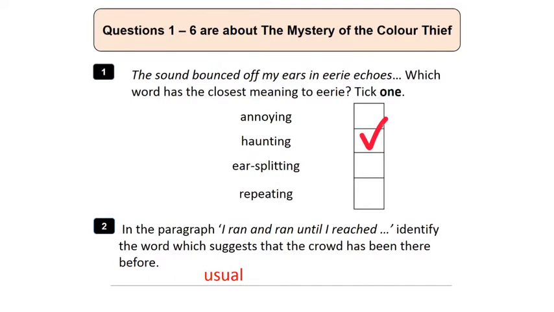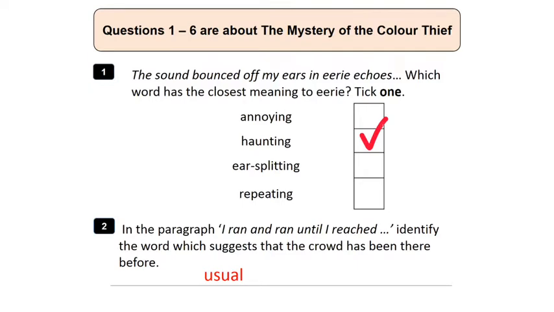Now, we did talk about the word eerie earlier on, so we should know what the meaning of that is, but you could have continued to read into that paragraph to get a feeling of what it was describing. So the word that you would have picked here was haunting, because none of the other words would work if you replaced eerie with those words in the sentence.